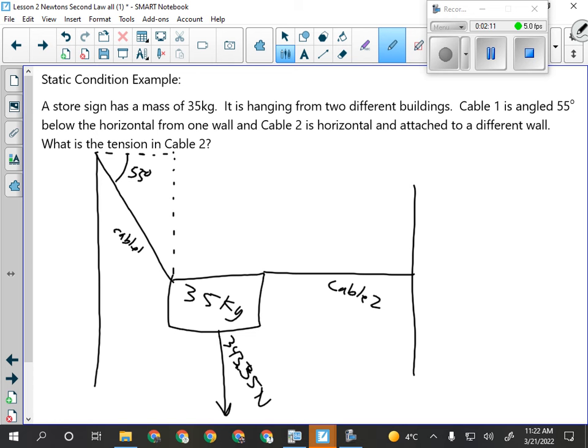Now, can cable 2 hold any of the weight? It can't. Which way does cable 2 pull? Horizontal. Which way does gravity act? Right. So cable 2 is not holding any of that 343.35 newtons. Which cable's holding all of it? Cable 1. Now, that doesn't mean that the tension in cable 1 is 343.35, because 343.35 is vertical. Cable 1 is angled.